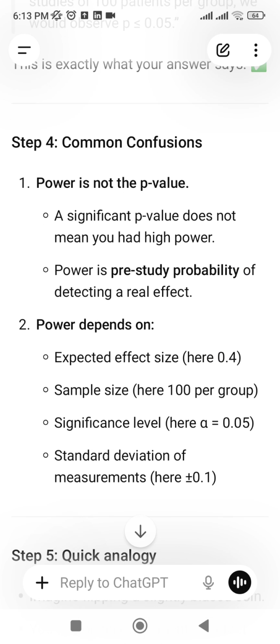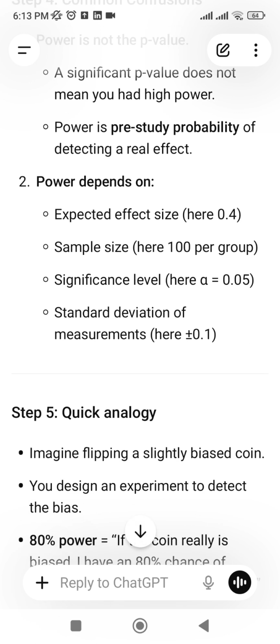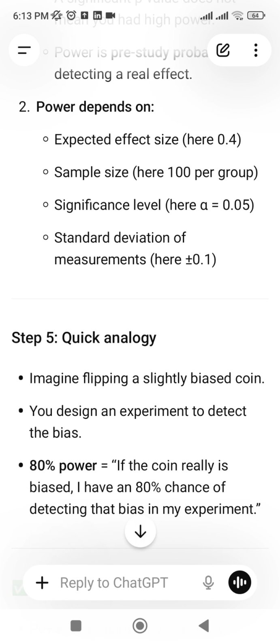Common confusions. Power is not the p-value. A significant p-value doesn't mean you had high power. Power is the pre-study probability of detecting a real effect. Power depends on expected effect size. Here 0.4 is mentioned. Sample size here is 100 per group, and significance level is shown by alpha equal to 0.05. Standard deviation of measurements is 0.1 plus minus.